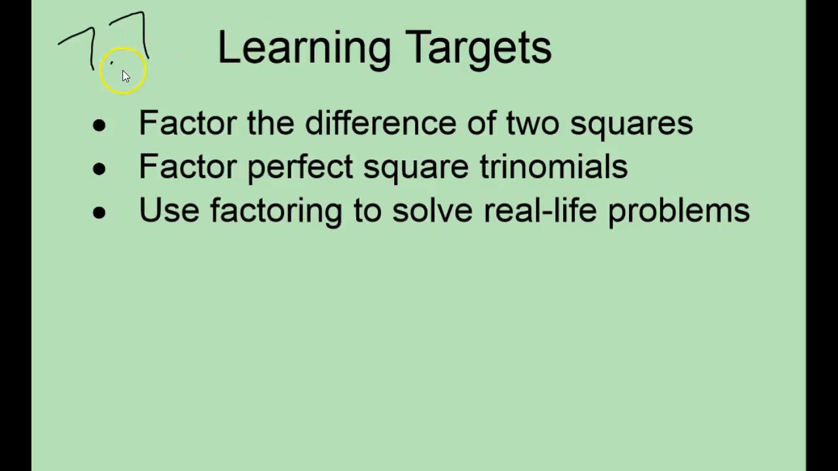Okay, here we're looking at section 7.7. So our learning targets for this section are to factor the difference of two squares, then we're going to be factoring perfect square trinomials, and then thirdly we're going to be using factoring to solve real-life problems.